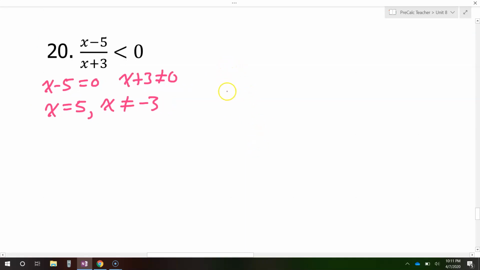So we're going to set up that number line like we did before. But we will have both of these critical values. So we have negative 3 and 5. So I've got the negative 3 over here, and I'll put the 5 over there. Now, the illegal values. If x cannot equal something, that is automatically going to be an open circle. It cannot be included, cannot equal negative 3.